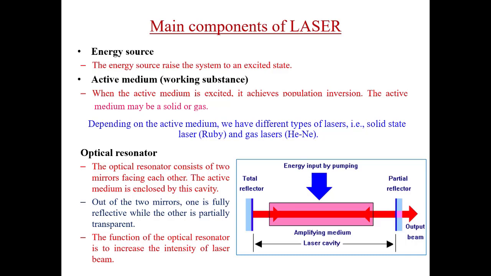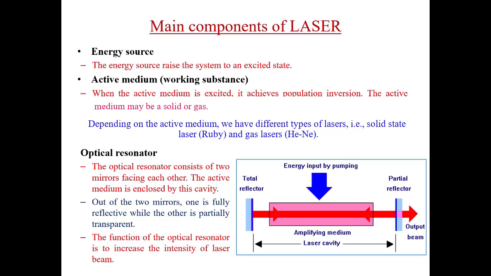These are the main components of a laser. The first is the energy source. The energy source is required to raise the system to an excited state. Second is active medium or working substance. When the active medium is excited by energy provided by energy source, it achieves population inversion. The active material may be the solid or gas. Depending upon this active material, we have different types of laser like solid state laser for solid active medium or gas lasers according to the active medium is gas.